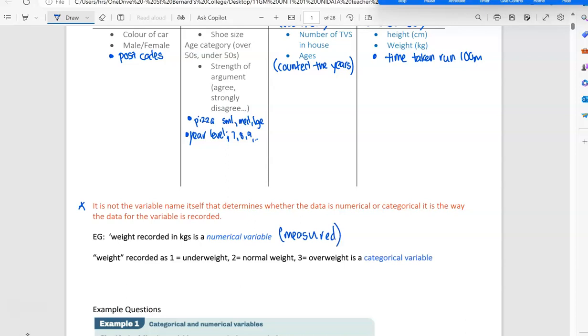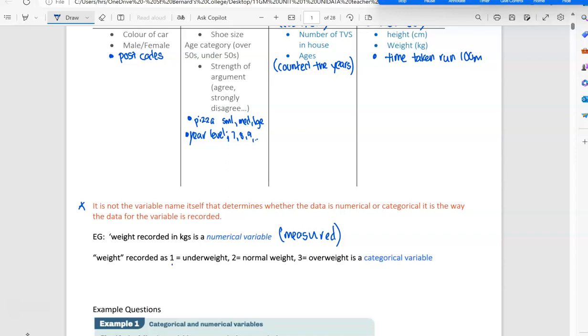If we did another survey and you got up to the part where it says weight, and we recorded a number 1 if you were underweight, 2 if you were normal weight, and 3 if you were overweight. Well, we're still giving you a 1, 2, and 3, and we're talking about weight, but we're popping you into a category. So that's categorical weight, okay? That's a categorical variable. So you've got to be really careful.